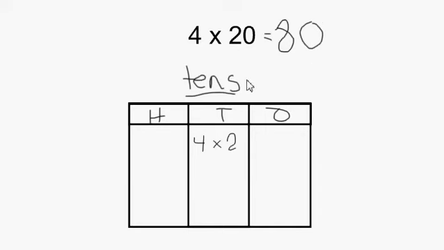Okay? So really what I did is I took 4 times 2 and I put it in the tens place, because the 2 is in the tens place, because that's 2 tens. So it's really multiplying 4 times 2 in the tens place. So see how that problem works? And that equals 80. Alright, let's check out the next one.